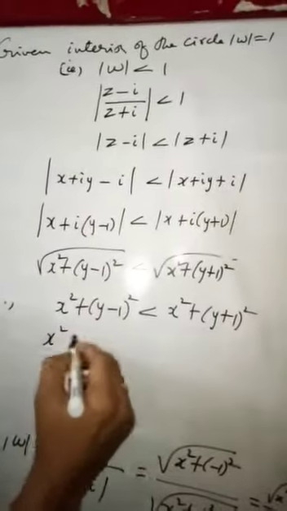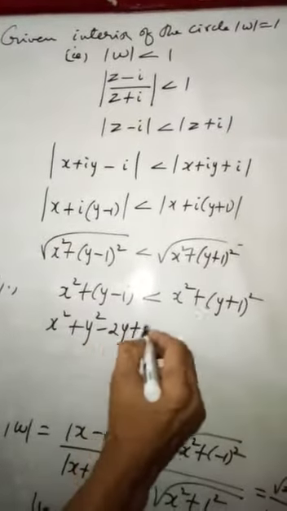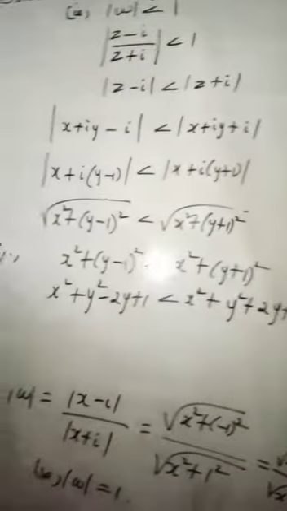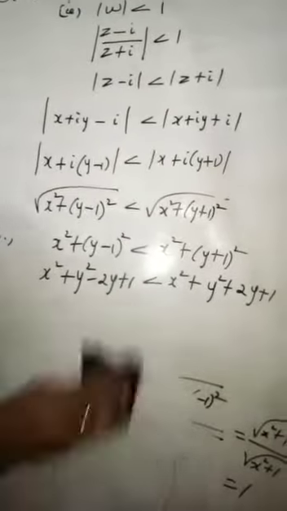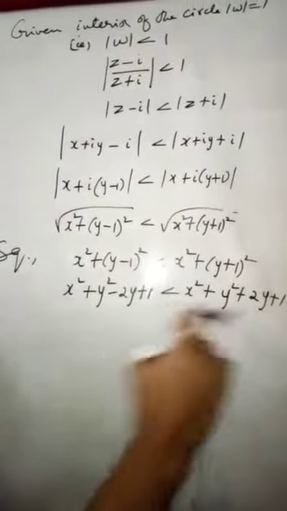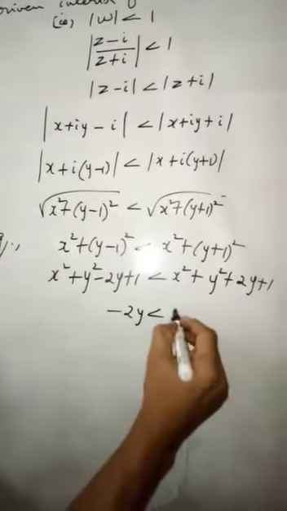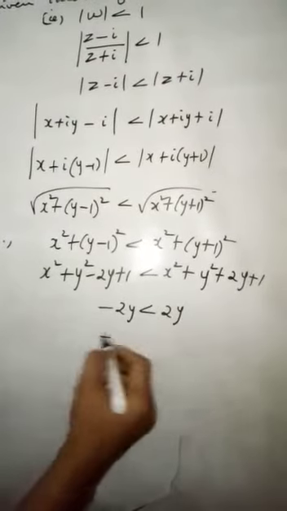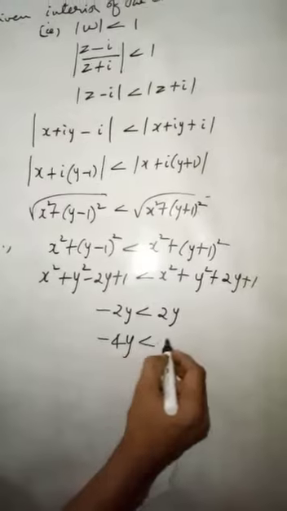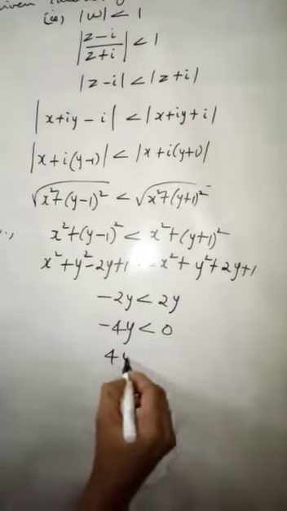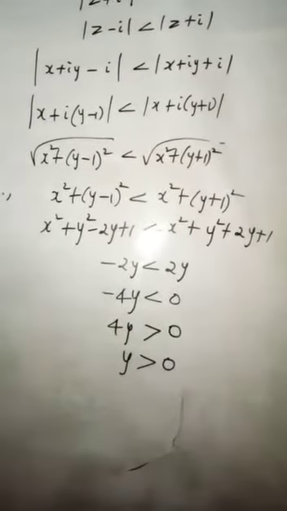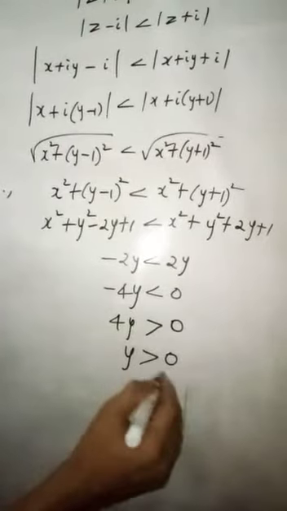Now expand this using the a minus b whole square formula: y square minus 2y plus 1. Here, the a plus b whole square formula: y square plus 2y plus 1. Now x square, y square and 1 get cancelled on both sides. What is the remaining term? Minus 2y less than 2y. So take 2y to this side. Already minus 2y, if you bring 2y to this side, minus 4y. When you multiply by minus, the inequality will change. Now 0 by 4 is 0. So which is the image in the z plane?